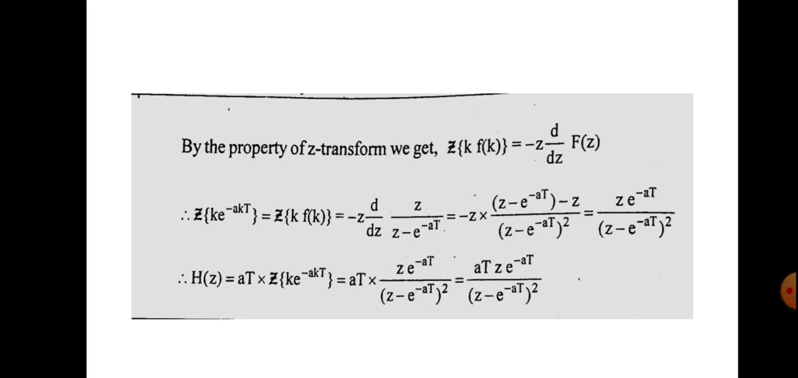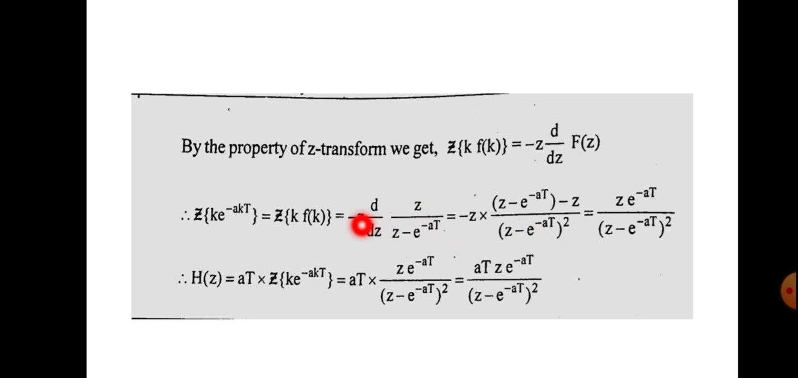So next, by the property of the Z transform, we want to find the Z transform of k into f of k. That has the equation minus z into d by dz of F of z. F of z we have obtained, so let us substitute that F of z here. So we can find the first derivative of this term: denominator into derivative of numerator minus numerator into derivative of denominator, divided by denominator square.